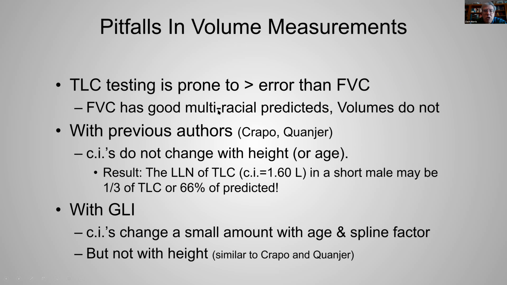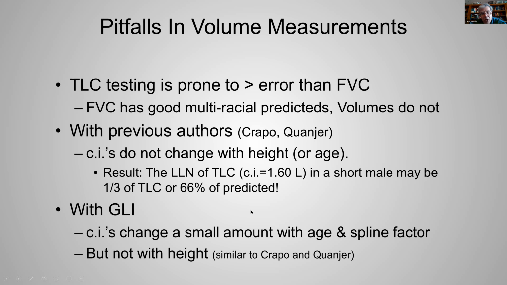We know the FVC has good multiracial predicted equations. Volumes do not. Remember, we showed you spirometry last week, where we have multiple races for that. With the previous authors that we've been using here, it's kind of interesting that the confidence intervals do not change with height or age, with Crapo and other people before him. The problem with this is that in a short person, the lower limit of normal TLC, the confidence interval, is 1.6 liters. As that patient gets shorter and shorter, that 1.6 liters becomes a much greater percentage of their predicted value.